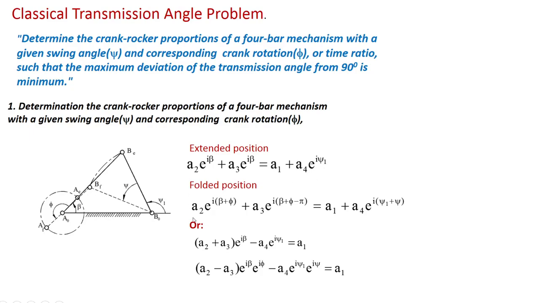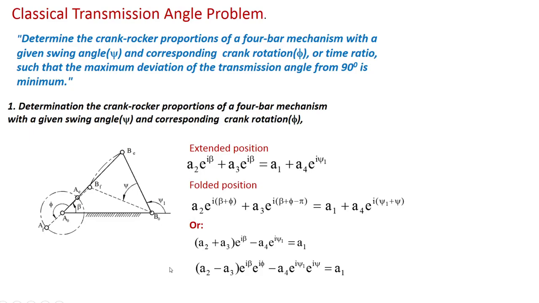For the folded position, A2 e to the I beta plus phi, plus A3 e to the I beta plus phi minus pi, because it is in the opposite direction to A2, is equal to A1 plus A4 e to the I psi 1 plus psi.